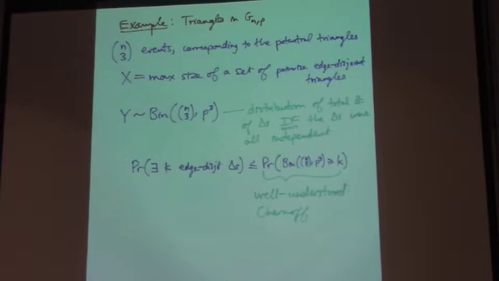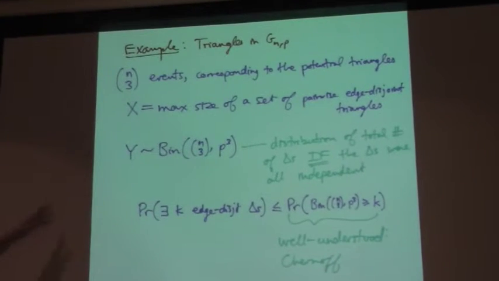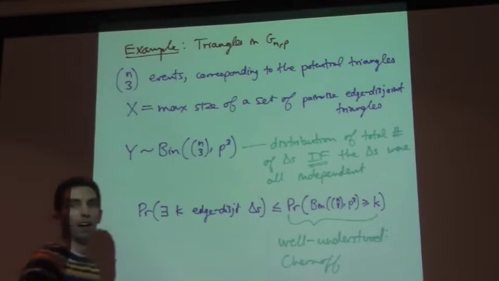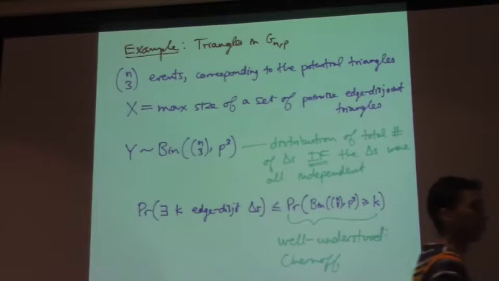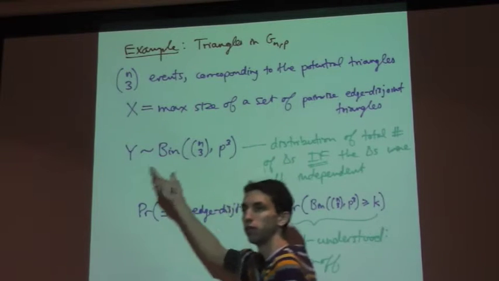So, triangles in G(n,p). I think triangles in G(n,p) are sort of a prototypical example of everything in this kind of field. Suppose we were to try to apply the result that we just had to say something about triangles in G(n,p). So let's make each triangle an event. Each potential triangle is an event, so there are n choose 3 of them.